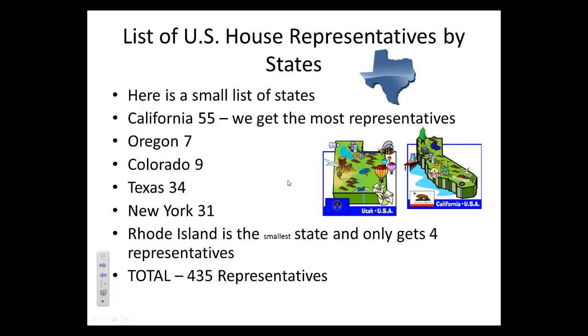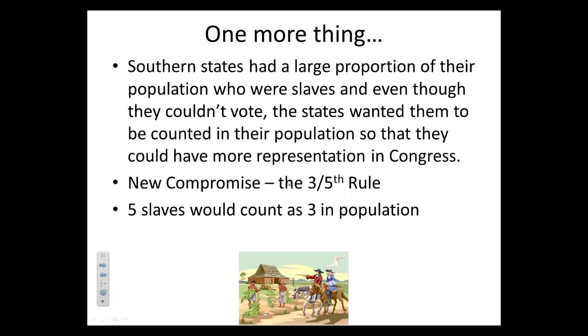Here's an example of some of the different states and the number of people they can send to Washington, D.C. Now, another thing that had to be taken into consideration, at this time when this was decided, America had slavery. Now, slaves weren't allowed to vote, but the less populated southern states saw this as an opportunity to get more representation in Congress by asking that the slaves be counted as part of the state residents.